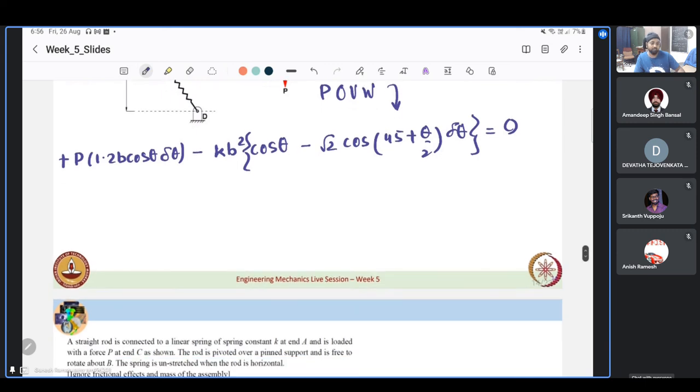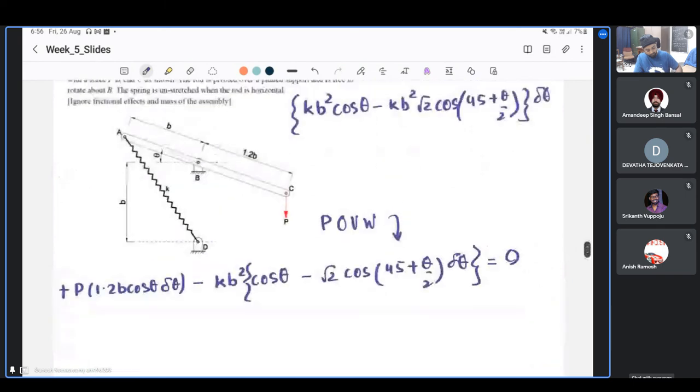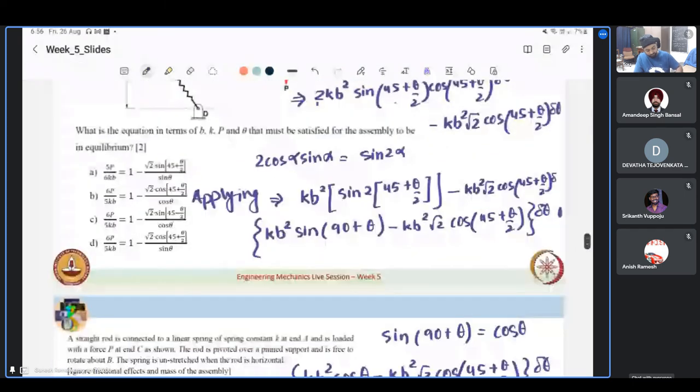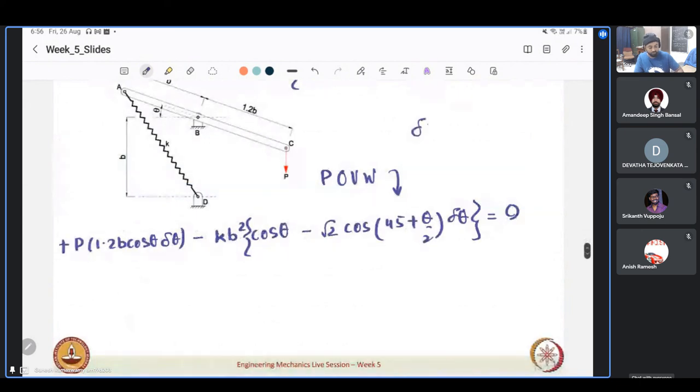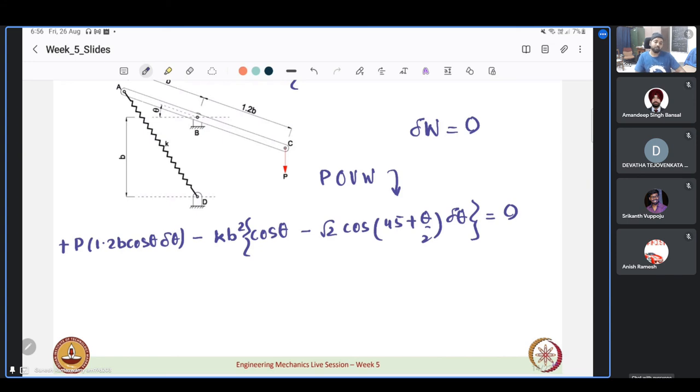So the only thing that remains is to solve for the unknown. What is the question now? The question is, which is the equation in terms of b, k, p, theta, all the terms that we already have, that this system must satisfy for the assembly to be in equilibrium. So principle of virtual work states that when the virtual work contribution of all the active forces in the system sums up to 0, then the system can be said to be in equilibrium. So we have written all the things and we have equated to 0.